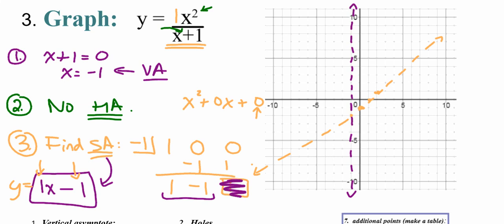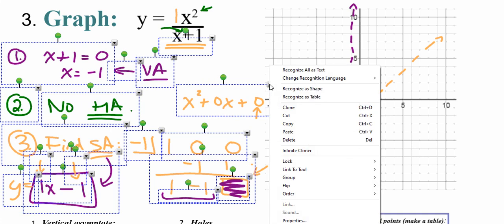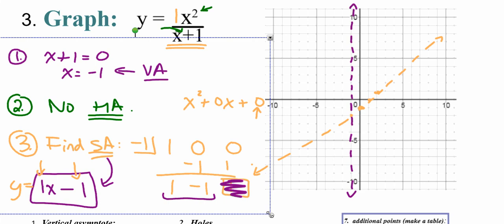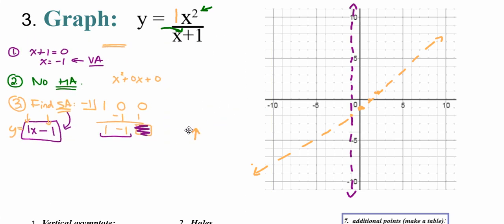All right, let's go ahead and keep going. We do need a table. I'm going to make these a little bit smaller. We are going to make a table and see what is happening. I'm not sure where that arrow went. We'll just get rid of it.